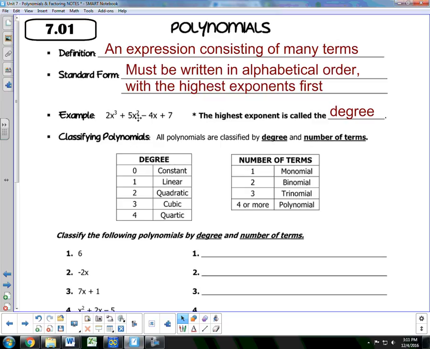Then the next one is the power of 2. This one has a power of 1. No, we don't write it. And this last one, it still has a power. It's technically x to the 0 power. But since anything to the 0 power is equal to 1, and that would be just 7 times 1, we don't write it in. Okay, so yeah, this is degree 3.